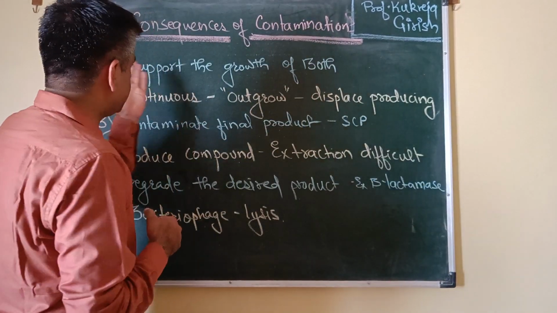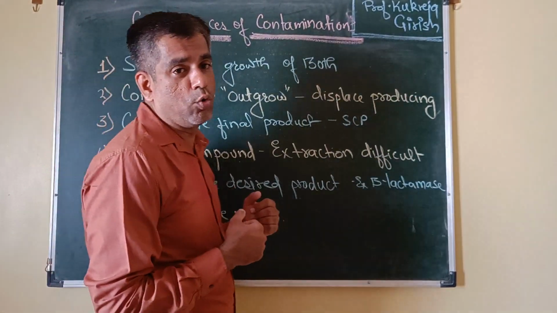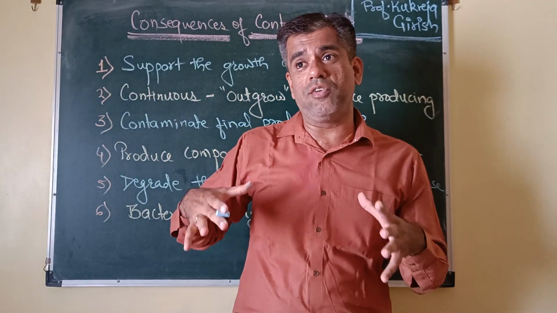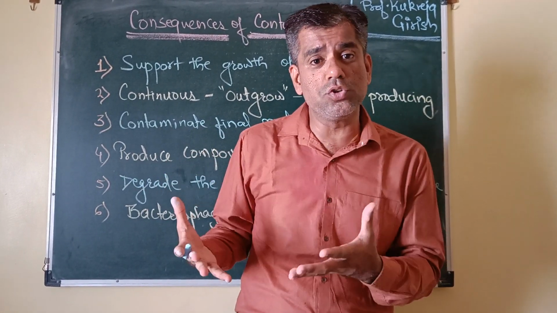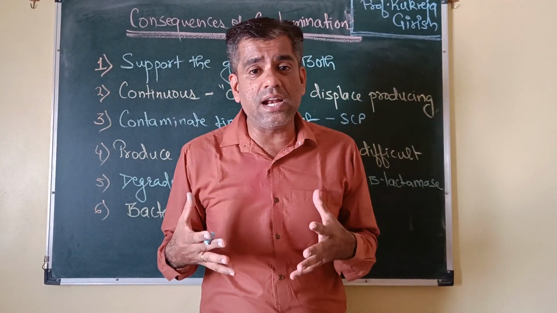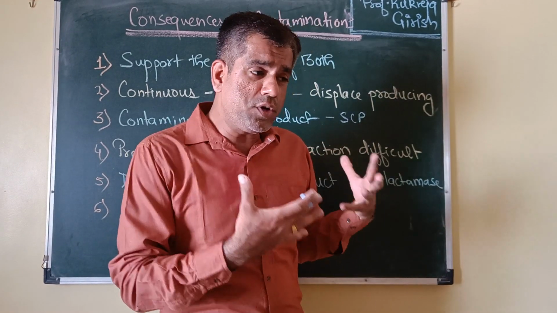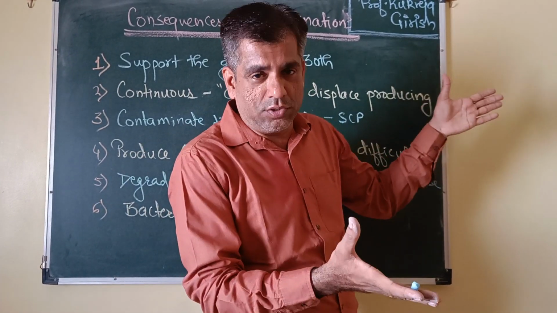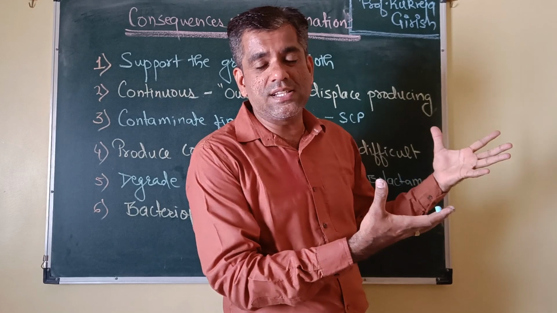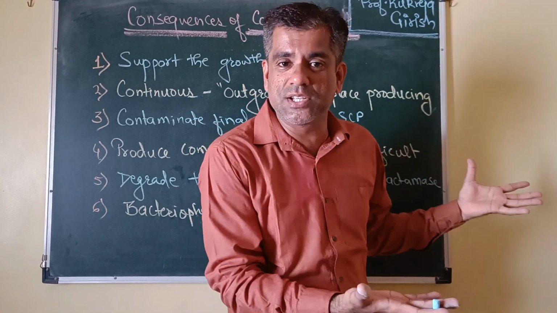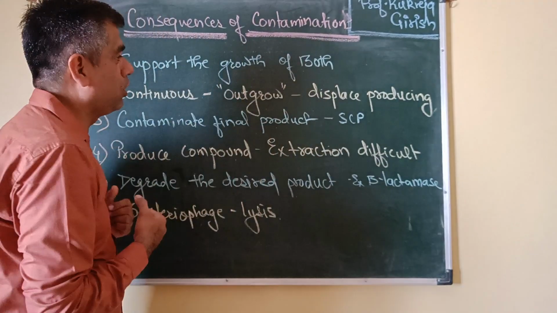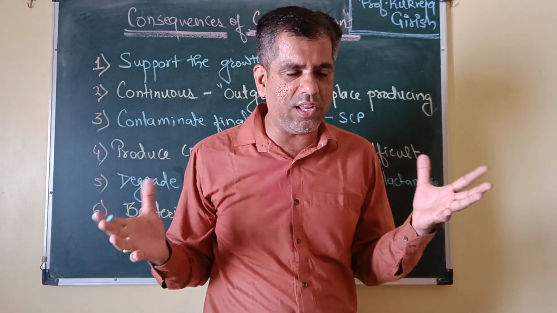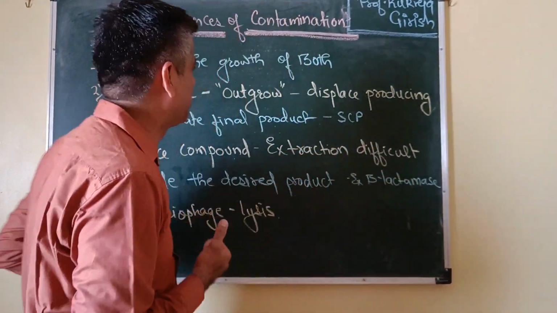Okay, so the first one, it says that it has to now support the growth of both the organisms. So now you have an organism which is producing your product, and you have an organism which is your contaminant. So your nutrients are now getting diverted to both. So your producing organism is getting less nutrients, so less growth, right? So it has to support the growth of the both. This doesn't seem to be very serious, but then we have more serious consequences.